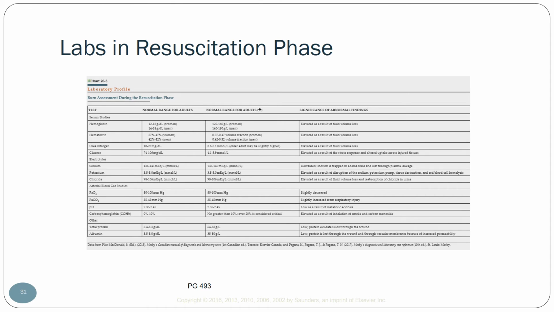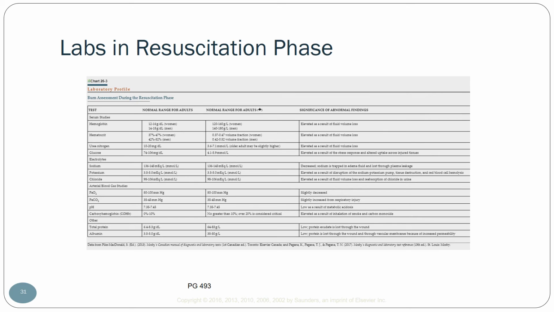It would be a good idea to check out the labs for the resuscitation phase on page 493 and kind of have an understanding of these and understand why we have elevated or decreased amounts. Take note that the bottom two labs, your total protein and albumin, are going to be low because of loss through the wound. So having good protein sources immediately are going to be important for wound healing.